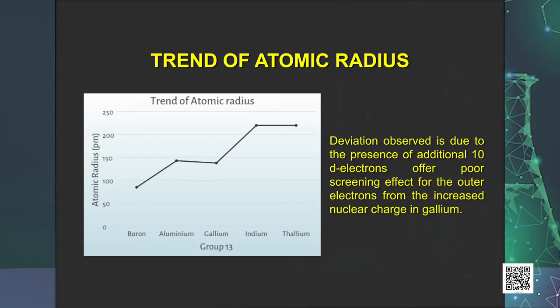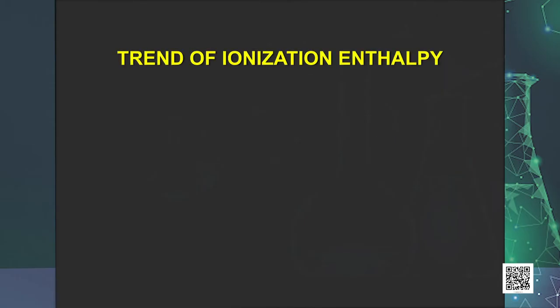Trend of atomic radii in the group. On moving down the group, for each successive member, one extra shell of electrons is added and therefore atomic radius is expected to increase. However, there is a deviation observed as atomic radius of gallium is less than that of aluminium. The presence of additional 10 d electrons offer poor screening effect for the outer electrons from the increased nuclear charge in gallium.